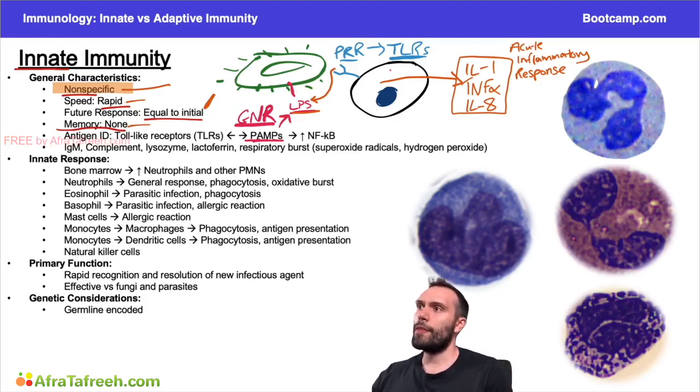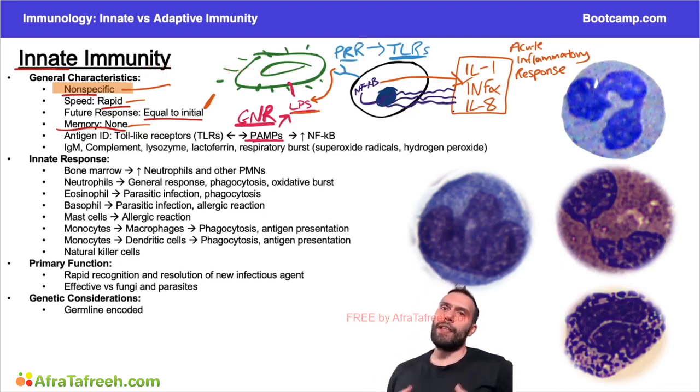Now, how do we go from this immune cell to releasing all of these different cytokines in the blood? There's one particular transcription factor out here in the cytoplasm. So we have NFKB. NFKB is going to go from the cytoplasm into the nucleus, and that's going to code for all of these different acute inflammatory reactants. So that's how this whole process happens.